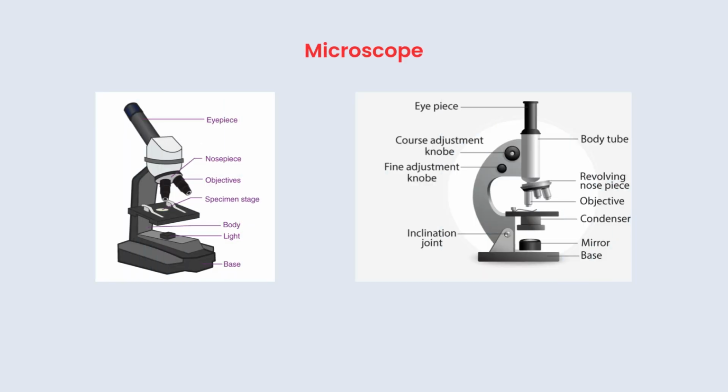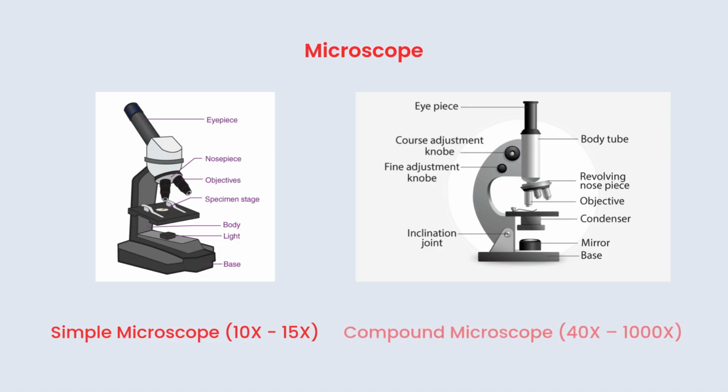If you see the microscopes, these are simple microscope and compound microscope. Simple microscope, it shows an image or any particle from 10 to 15 times more, and a compound microscope shows a particle up to 1000 times.